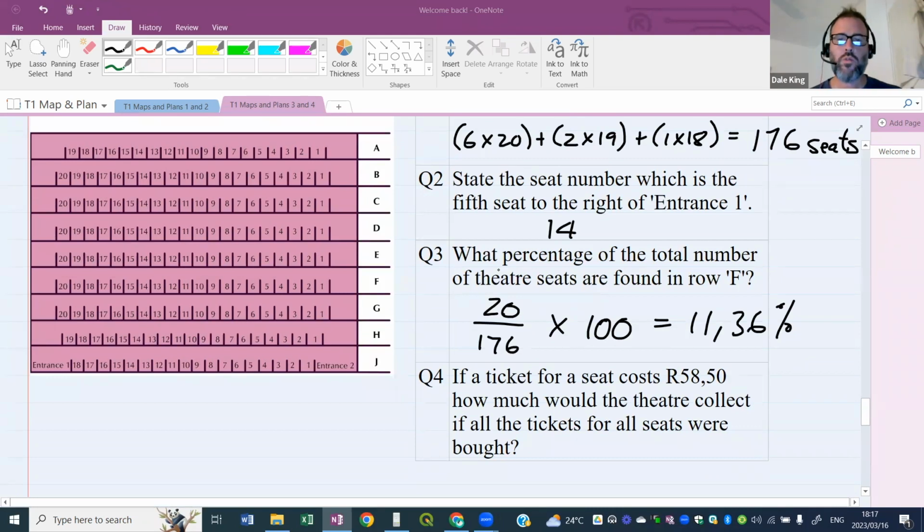Okay, question 4. If a ticket for a seat costs 58 Rand 50, how much would the theater collect if all the tickets for all seats were bought? A ticket costs 58.50. How much would the theater collect if all the seats were bought? That's question 4. Tickets cost 58.50. How much would the theater collect if all the tickets were bought?